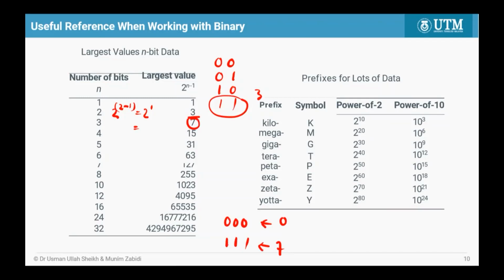And then these are the prefixes for a lot of data. This is what we always use in our daily life. Kilo is represented by 2 power of 10, mega by 2 power of 20, giga by 2 power of 30. So this is what we use in our daily life, where kilo is 10 power of 3, but in binary it is represented by 2 power of 10. For mega, we usually use 10 power of 6, but in binary it is 2 power of 20. Giga is 2 power of 30, but in the decimal number it is 10 power of 9. So you need to remember all these things here.